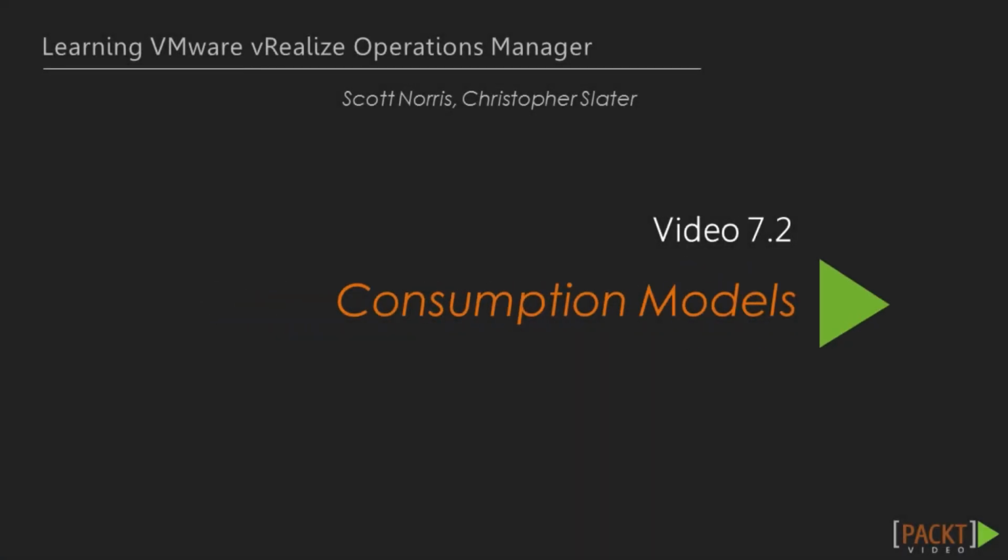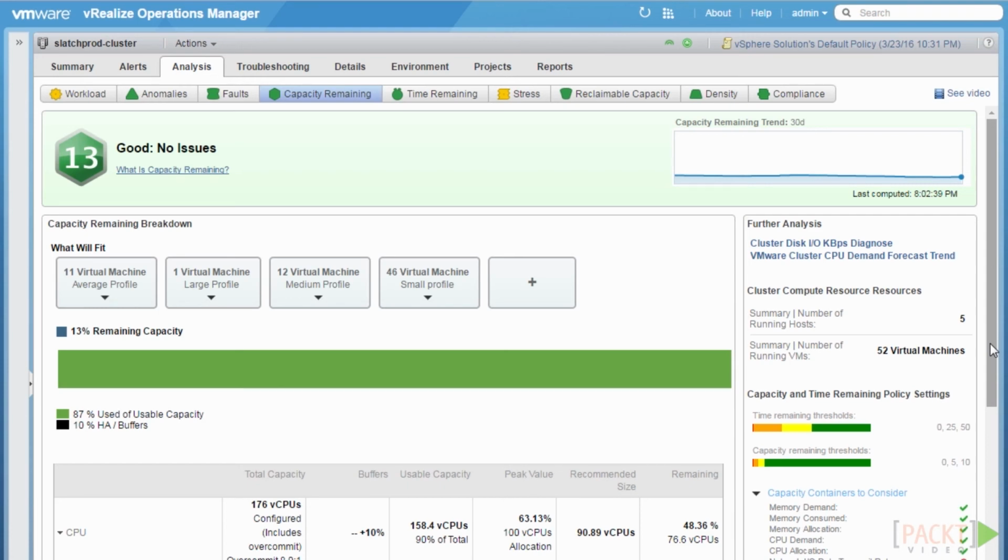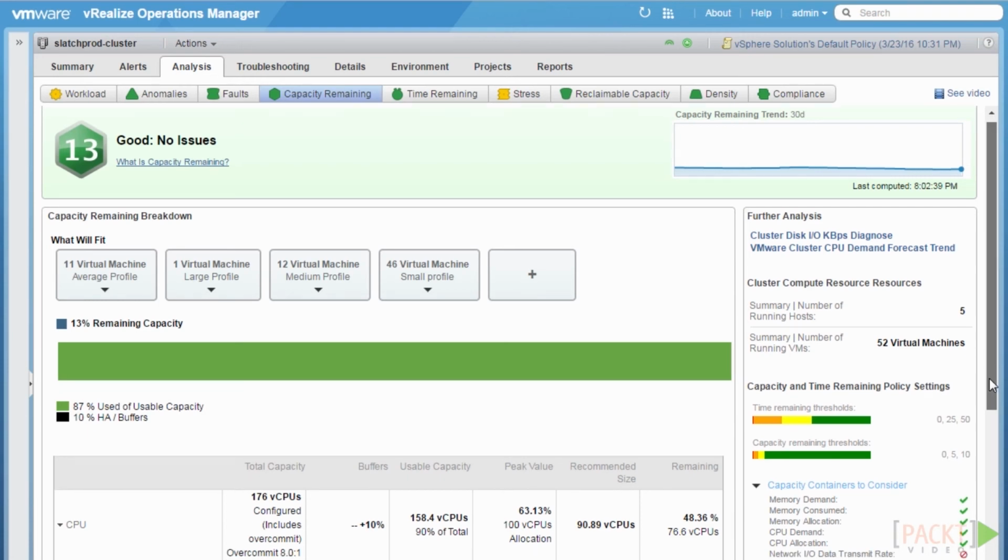In the next video of the capacity management series, we'll cover consumption models. In this video, we'll go through how different consumption models affect capacity management, what the differences are between the demand, the allocation, and the consumed consumption models, and best practices and recommendations for which consumption models to use in which situations.